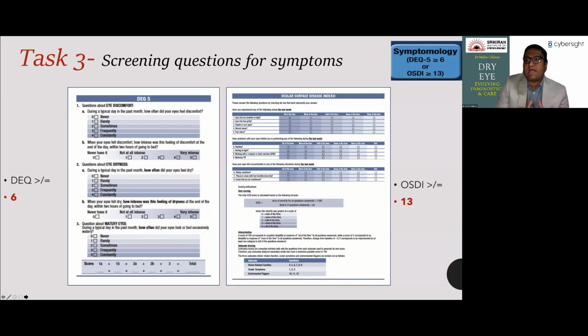Even if you don't have time for any of these questionnaires, it's not a problem. If the patient is symptomatic, most of the times with non-specific complaints, if you go back to the slit lamp and examine properly again, 80% of the time the cause will be dry eye. So when the patient is symptomatic, just don't brush it away. Please go back and see and try to look at the lids, the ocular surface, tear film debris, everything in a proper way, so that you give importance to his symptoms and then treat the patient accordingly.